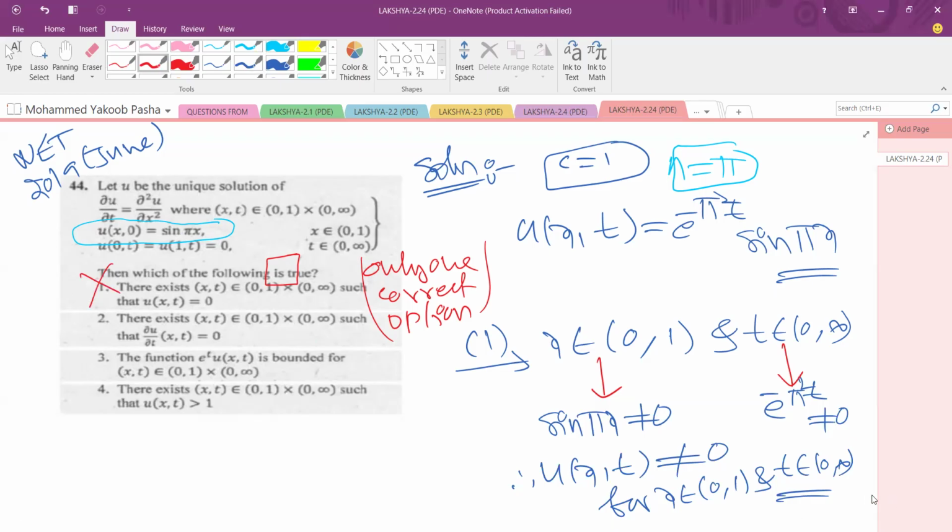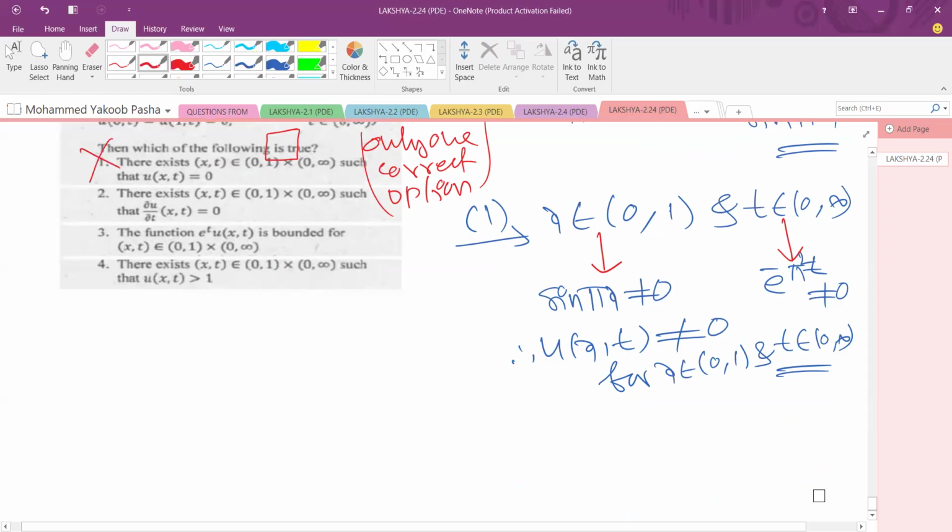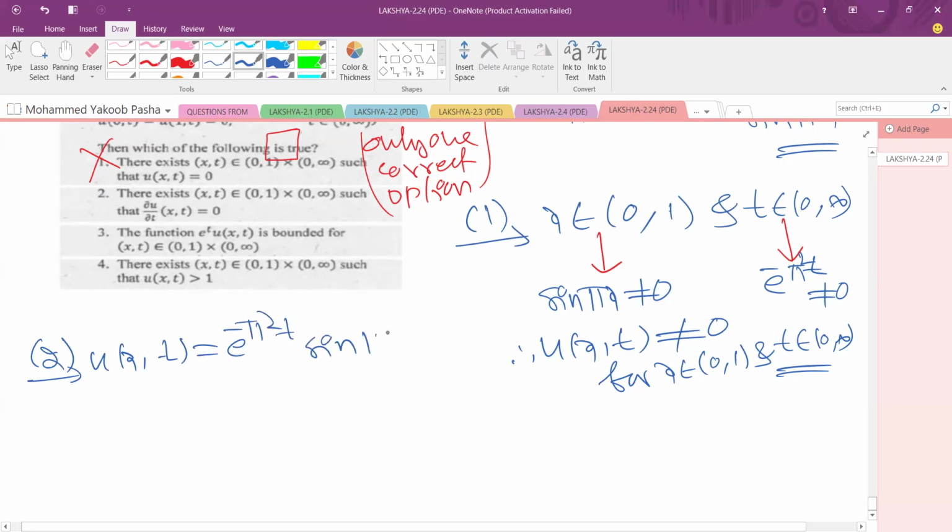Next, there exist (x, t) belongs to 0 comma 1 cross 0 comma infinity such that dou u by dou t of x comma t is equal to 0. First, I am writing the u of x comma t value. That is e to the power of minus pi square t into sin pi x, and differentiate with respect to t. So dou u by dou t is equal to minus pi square e to the power of minus pi square t into sin pi x.